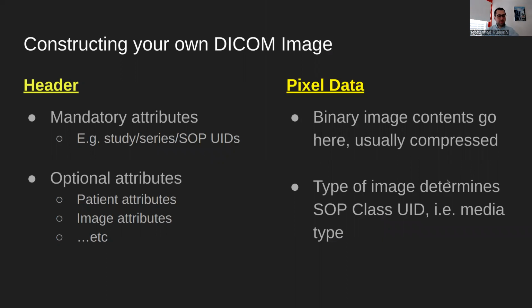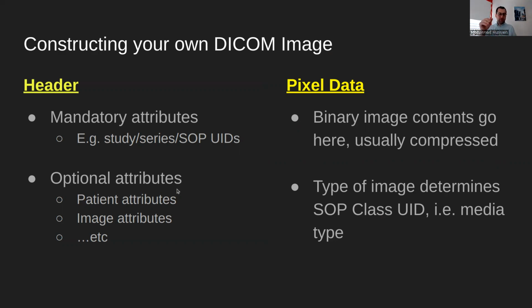So we talked before about the two components of a DICOM image. If you wanted to create your own DICOM file or object, whatever you want to call it, really what you need are the two parts you see in yellow. So you need a header and you need pixel data. For the header, you'll want to find out the mandatory attributes that you have to have. So we talked about the UIDs. Typically there are UIDs at multiple levels in DICOM. There's a study UID, a series UID, and a SOP UID. These are mandatory.